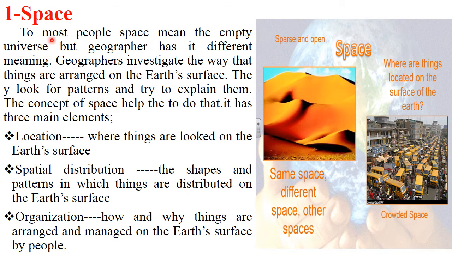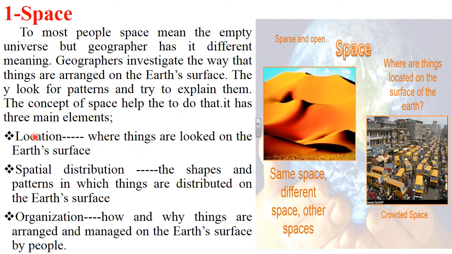Space. To most people, space means the empty universe, but a geographer has a different meaning. Geographers investigate the way that things are arranged on the earth's surface. They look for patterns and try to explain them. The concept of space helps to do that. It has 3 main elements. Location.